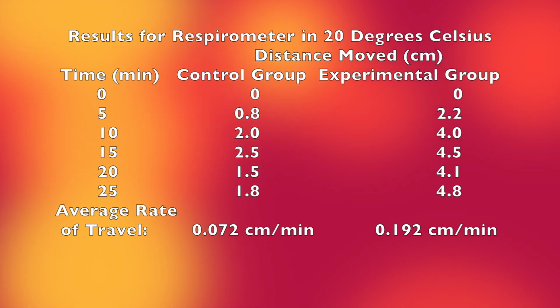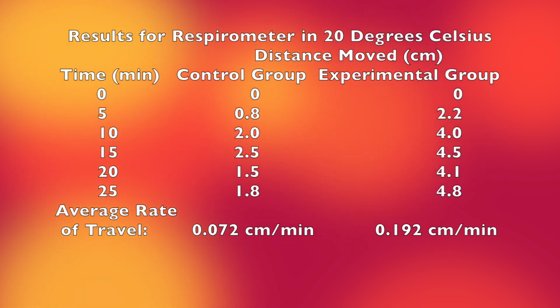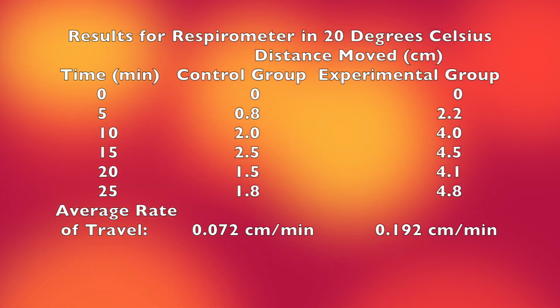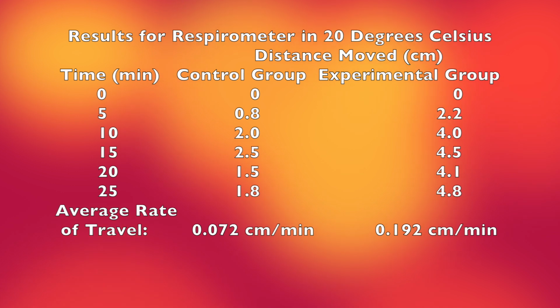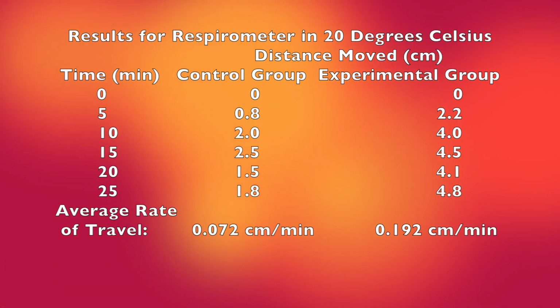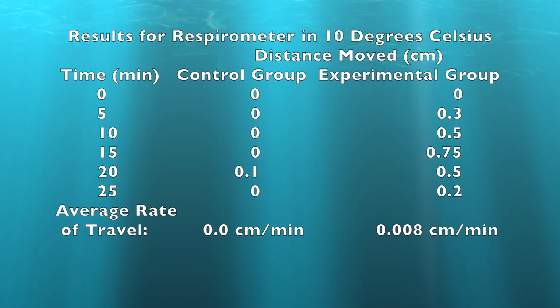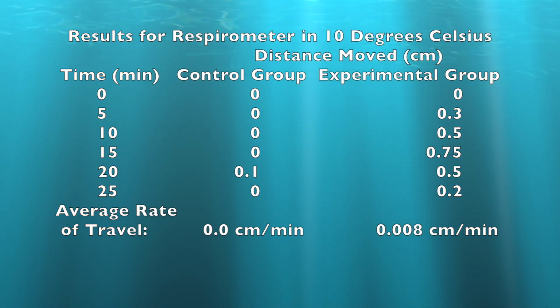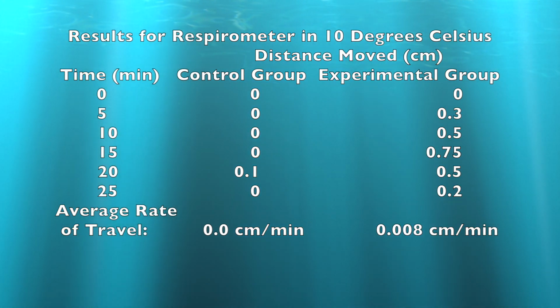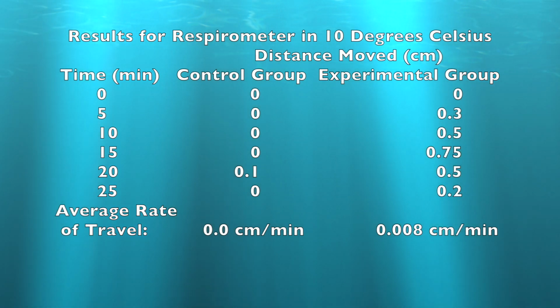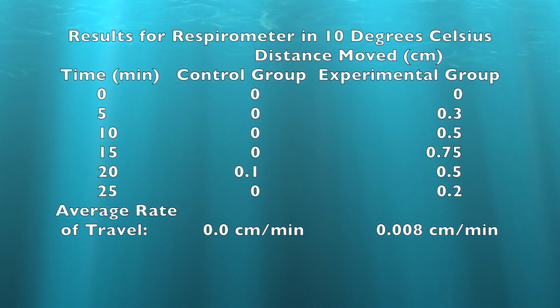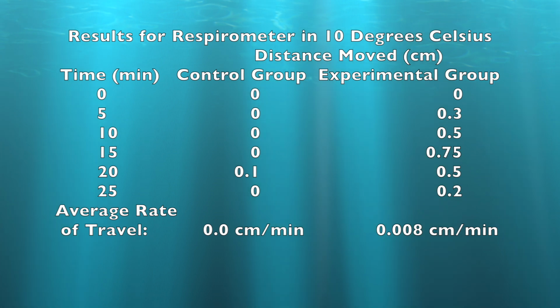Our data table for the warm water, or 20 degrees Celsius water, is shown here. It also shows the average rate of travel of the fluid down the tube. Please note that this rate is calculated based on the initial value at 0 minutes and the final value after 25 minutes. My group's results for the cold water, or 10 degrees Celsius water, are shown here. Also, the average rate of travel of the food dye down the respirometer tube is shown. All of these results will be explained later in the conclusion.